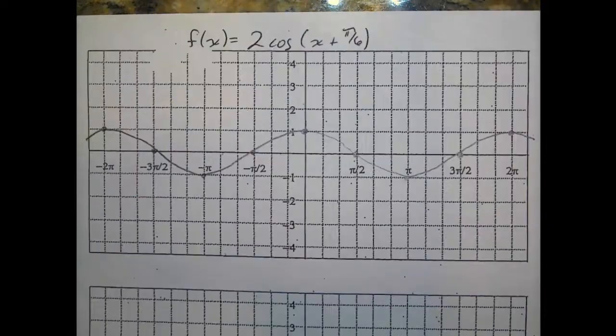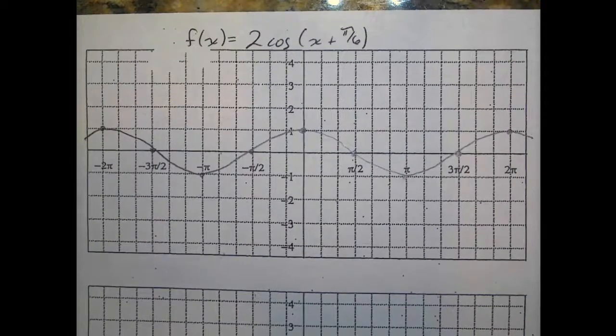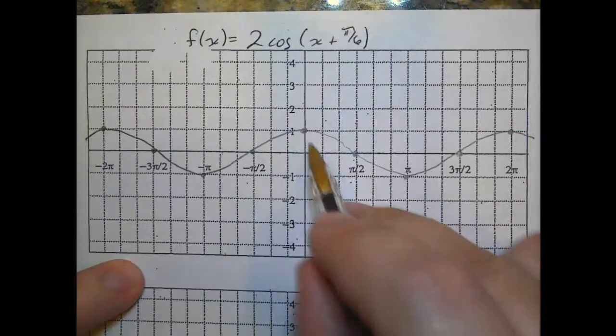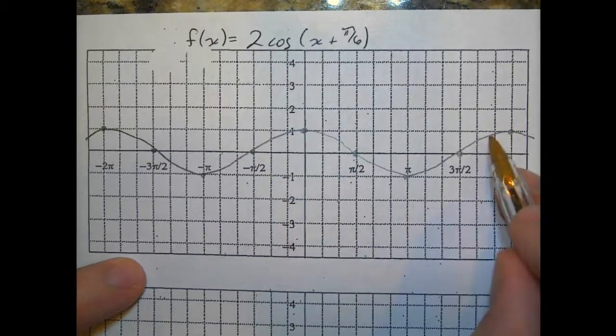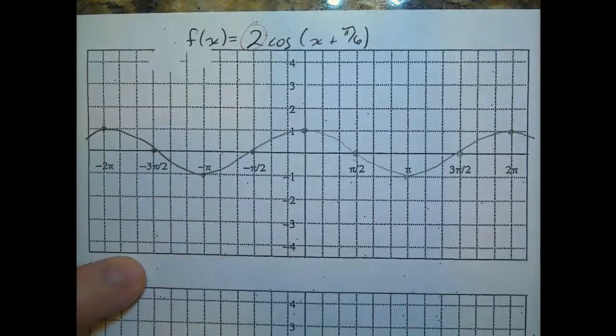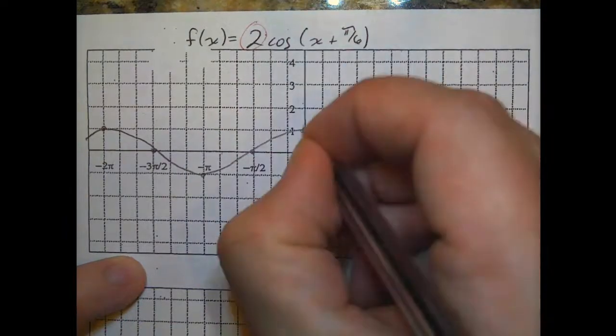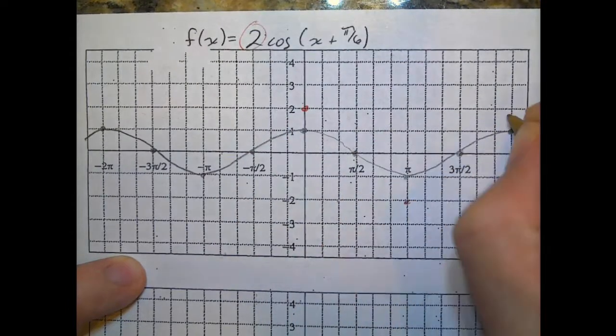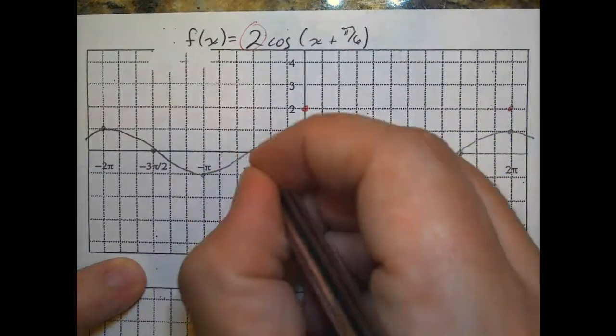All right, so we have here 2 cosine of x plus pi over 6. So again, I'm looking for any multiplications. I went ahead and I graphed my parent function of cosine. Cosine starts at 1, 3 pi over 2, it goes back up to 1. So here I have a 2 on the outside. So what that does, that's going to multiply our y values by 2. So 1 times 2 is 2. 0, negative 2, 0, 2.